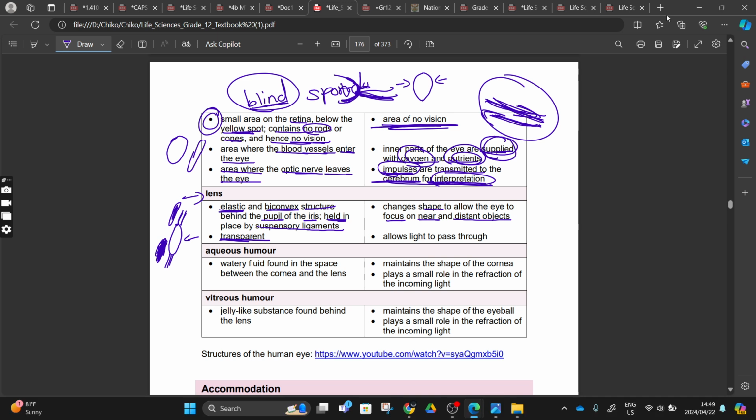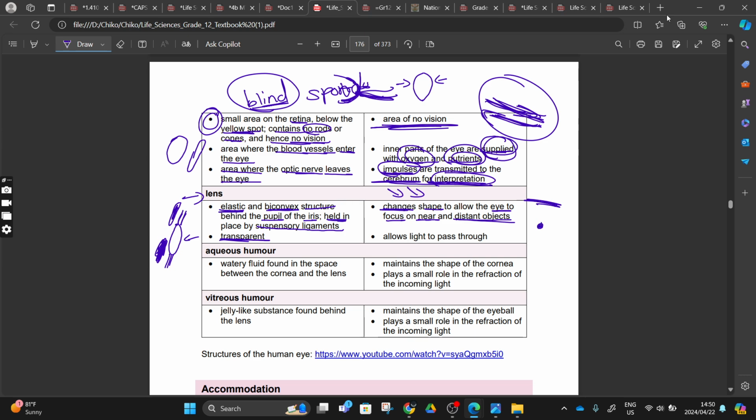Here's the thing: they change shape, right? So the lens here is changing shape brought about by the suspensory ligament and ciliary muscles, right? Those bring about the change here. It's not that the lens itself is changing shape by itself, right? Its shape is changed to allow the eye to focus on a near and a distant object. Like holding your pen in front of your phone, you can focus here or you can focus on the screen there, right?